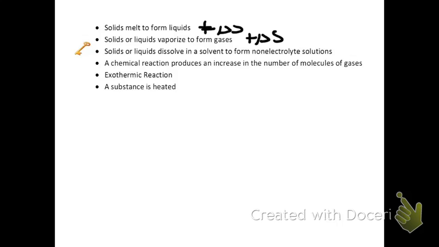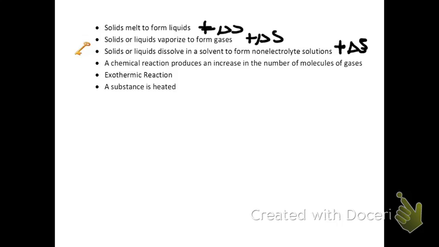Solids or liquids dissolve in a solvent to form non-electrolyte solutions. This is also going to be a positive delta S, because when we're dissolving things, it creates more disorganization or more randomness in most cases. So it also creates a positive delta S. So far, all of these are creating positive entropy changes, or increasing the disorder of the universe or surrounding environment.